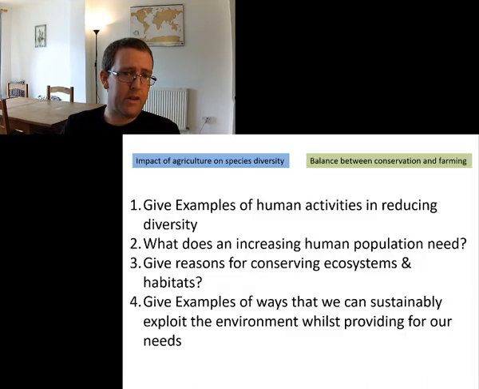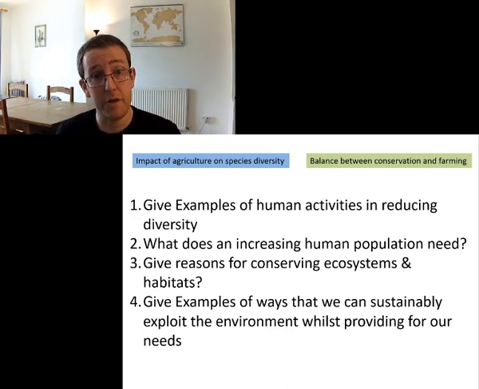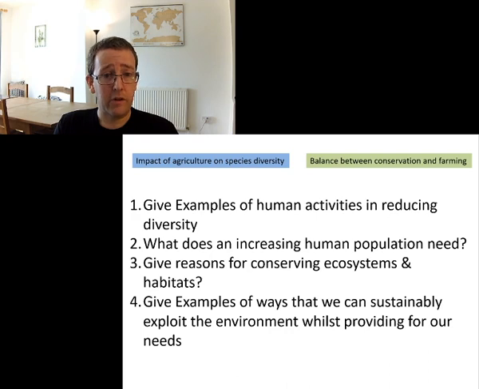So, by the end of this, you should be able to do the following things. Right, you should be able to give examples of human activities reducing diversity. You should be able to answer the question, what does an increasing human population need, i.e. why are we damaging our environments in the first place, and then reasons for conserving ecosystems and habitats, so why should we look after some of it, and then give examples of ways we can sustainably exploit the environment whilst providing for all of our needs.